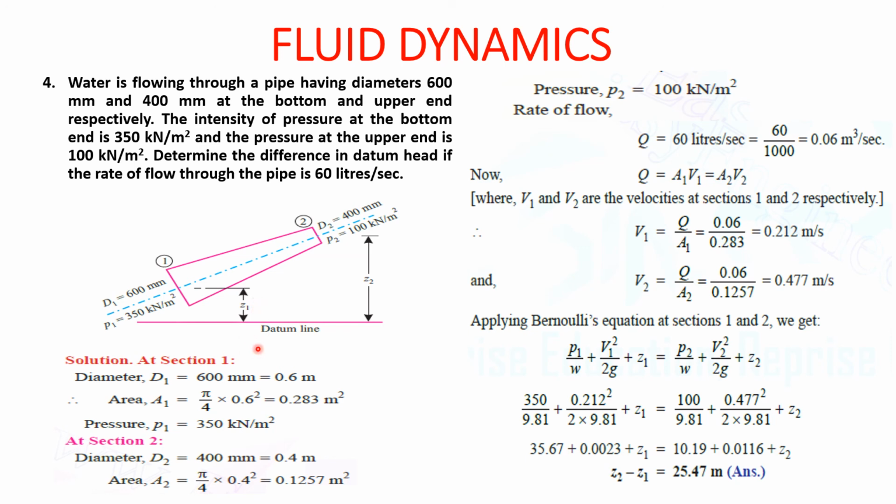line and what is the distance of Z2 from the datum line. So therefore we were supposed to find out the difference between these two datums. So as per the given values, the difference between the datums, that is Z2 minus Z1, the distance between upper and lower datum, is equal to 25.47 meters. Okay. So see guys, we have completed these problems on the Bernoulli's equation for ideal incompressible fluids.